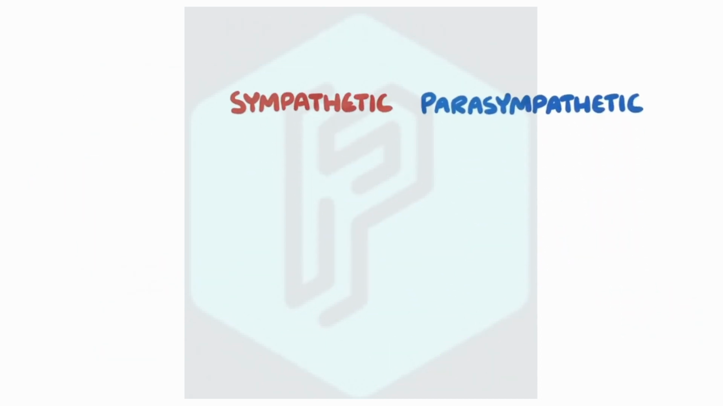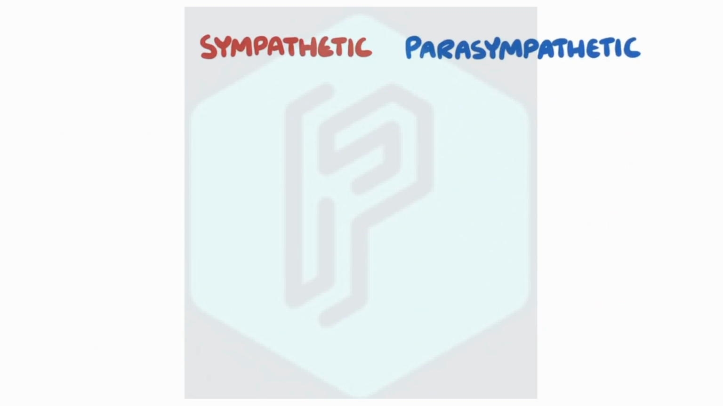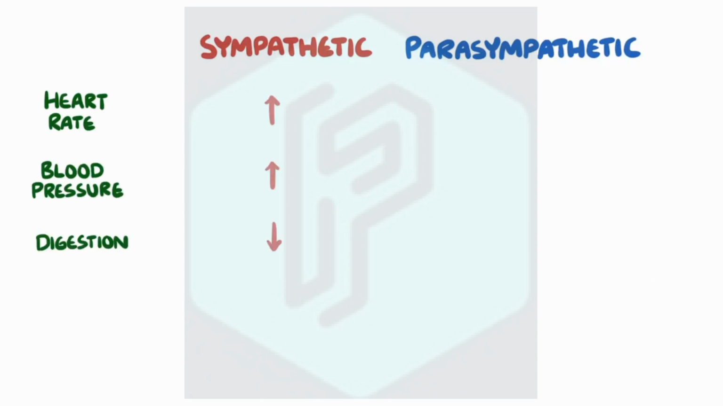The sympathetic and parasympathetic nervous systems have opposite effects on the body. The sympathetic nervous system controls functions like increasing heart rate and blood pressure, as well as slowing digestion. And all of this maximises blood flow to the muscles and brain, and it can help you to either run away from a threat or to fight it, which is why it's also called the fight or flight response.